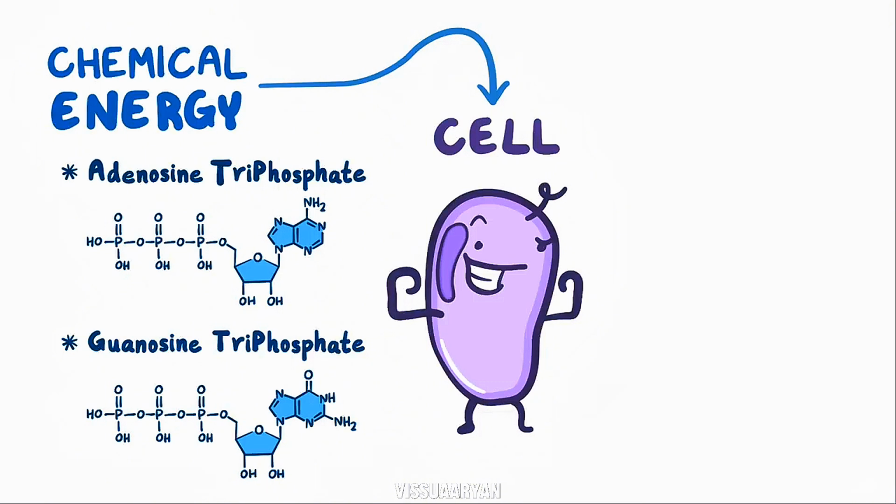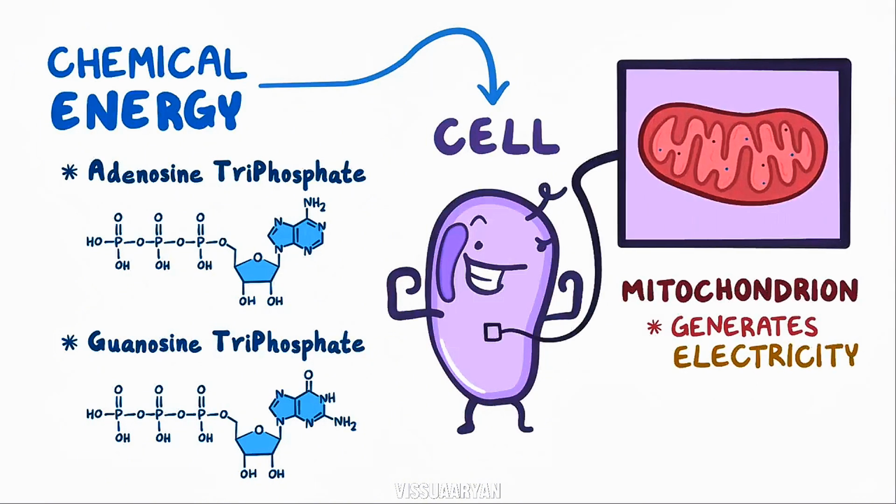For cells to make ATP, a process generating electricity has to take place in our mitochondria. Electricity is power. And thanks to electricity, ATP is made.